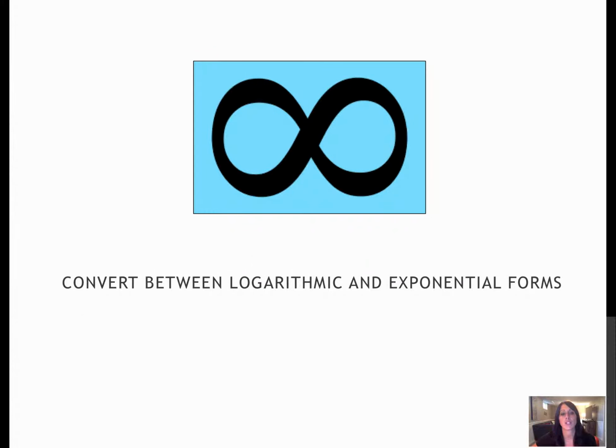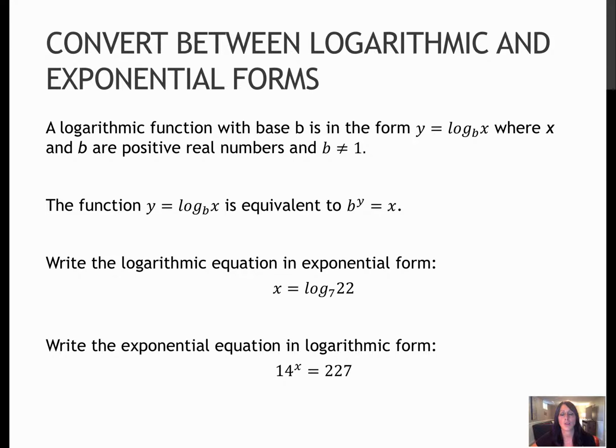In this lesson, we're going to convert between a logarithmic function and an exponential function. A logarithmic function has a base of b, and what I really want you to focus in on here is when we're talking about the base. In the logarithmic form, my base is b. X is a positive real number, b is not 1.